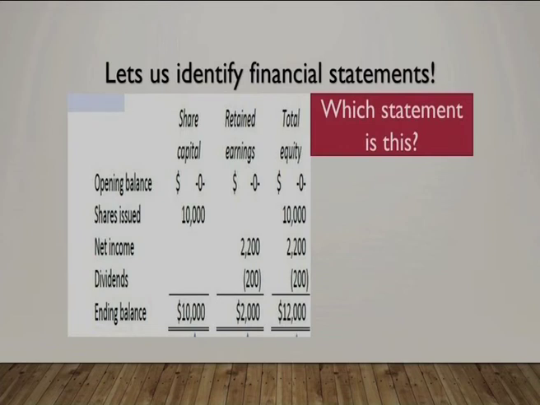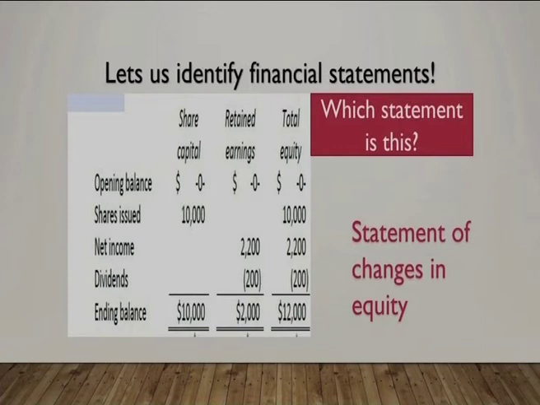It has share capital, retained earnings, and total equity. It talks about the opening balance of equity and the closing balance of equity, and the returns on the share capital. Which statement is this? This is the statement of changes in equity. Correct, you're right. This is the statement of change in equity.